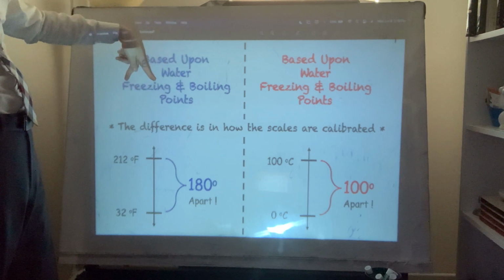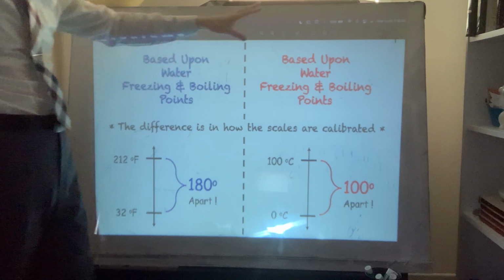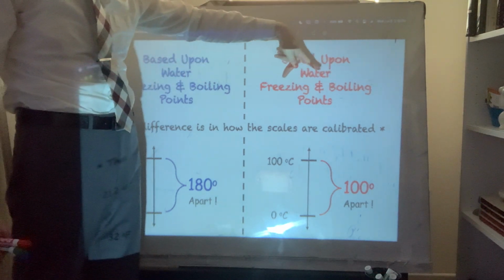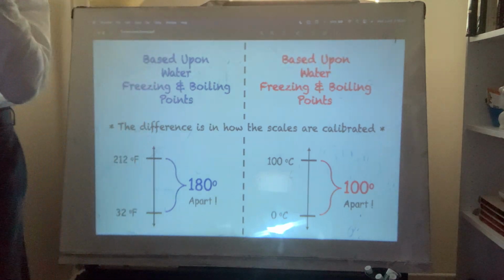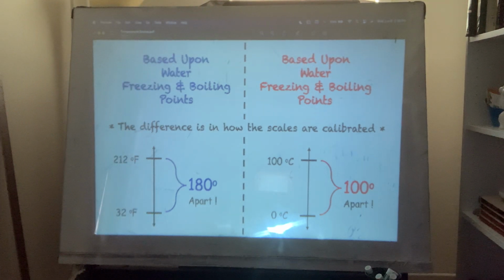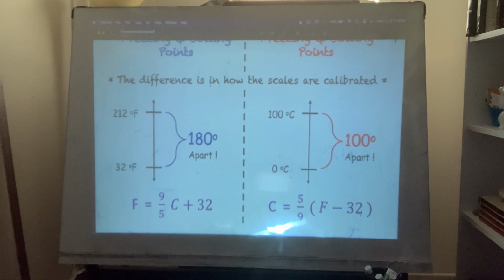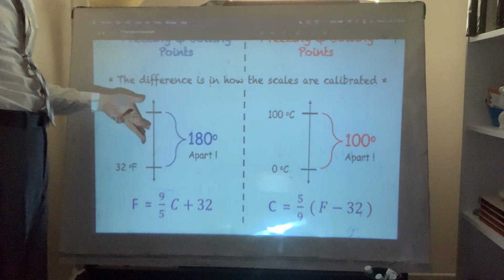We're going to consider the freezing point and the boiling point of water, and similarly, Anders Celsius's scale considers the boiling and freezing points of water. It's just that they have them calibrated differently. If you were to consider the scale, that is the thermometer, which is why I put the scale vertically.